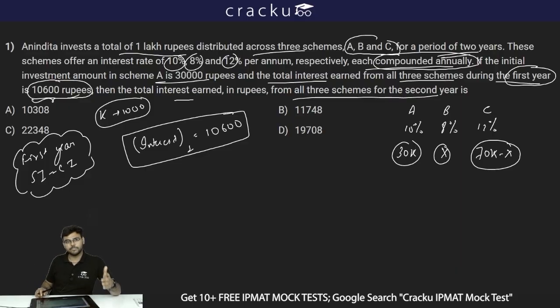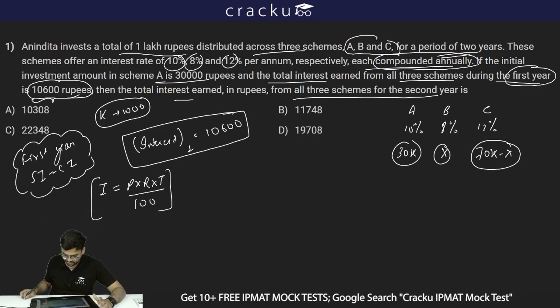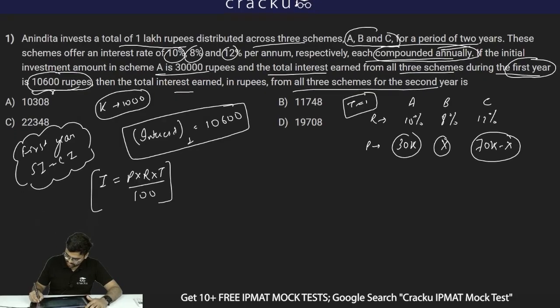So we'll apply the simple interest formula, and the simple interest formula is interest is equal to P into R into T divided by 100, where P is principal, R is rate of interest and T is time period for which it is invested. Now this is principal, this is rate, and time period is 1 year for all the 3 schemes.